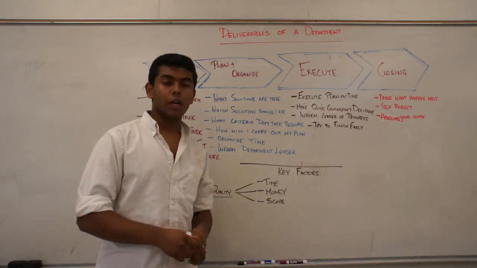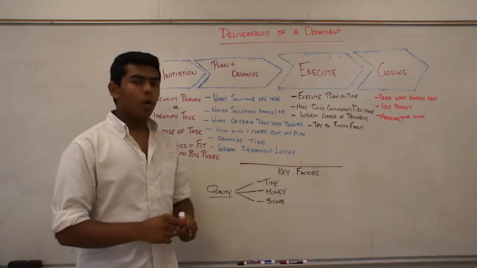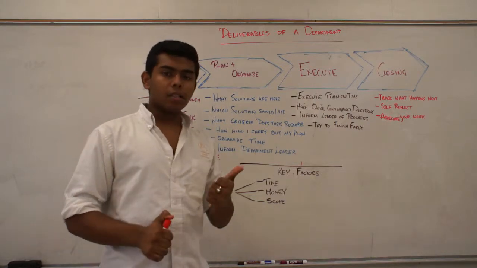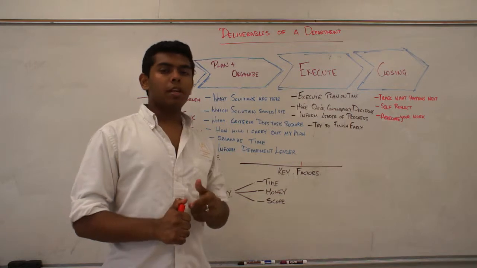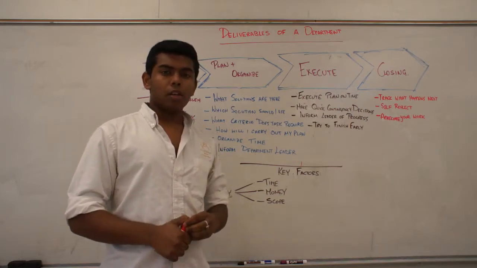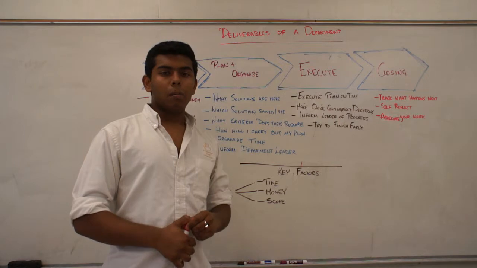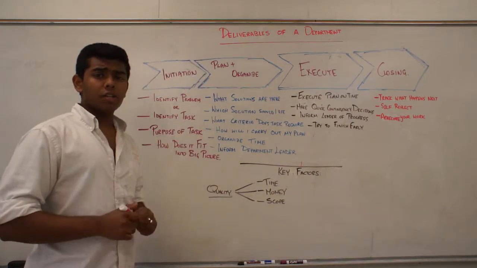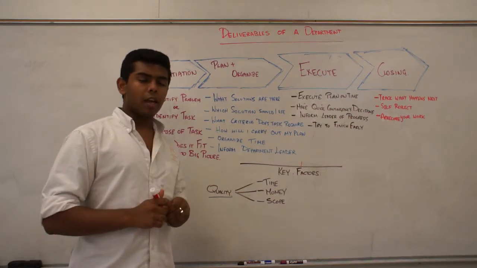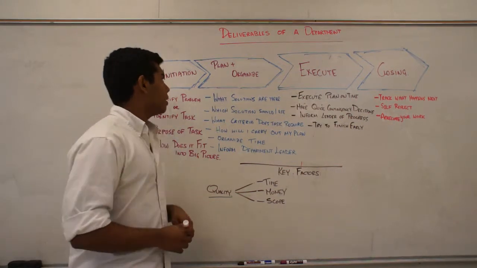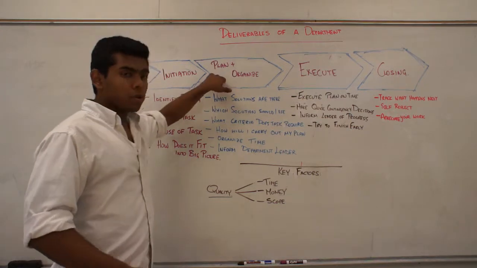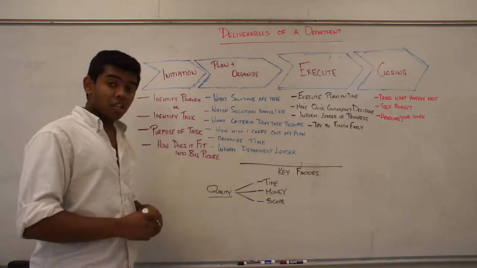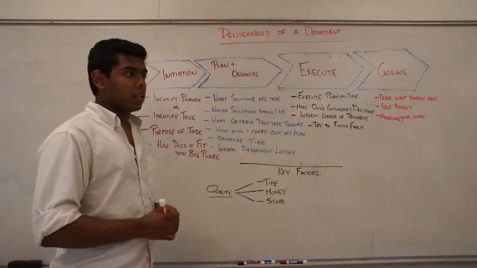deliverables of a department or a task. So, what are deliverables to begin with? Deliverables are basically any task or any problem that has been given to you or your department to be solved or completed by a certain amount of time. So there's 4 stages to completing a deliverable or a task, and that is initiation, planning plus organizing, execution, and closing. And I'll go over each stage in specific detail.